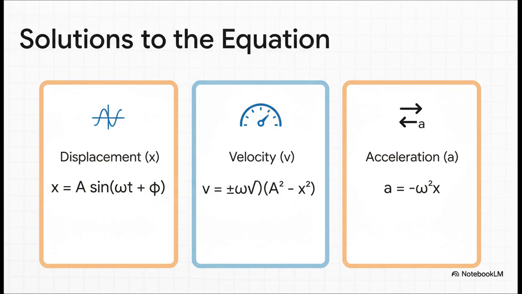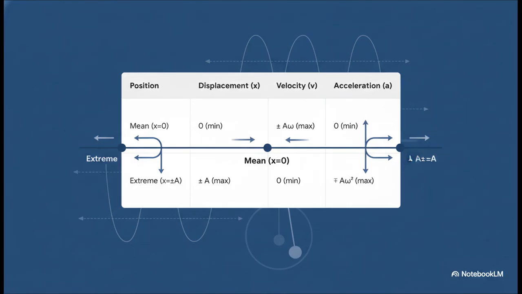Now, good news, for most of your exams, you probably won't have to solve that big equation from scratch, but you absolutely have to know what the solutions look like. And here they are. These three formulas are your toolkit. They tell you the object's position, its velocity, and its acceleration at any given moment. Man, I love this table. It's like the entire story of SHM in one little box. And you can really see the trade-off, can't you?